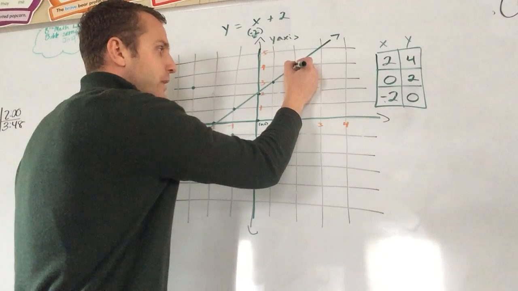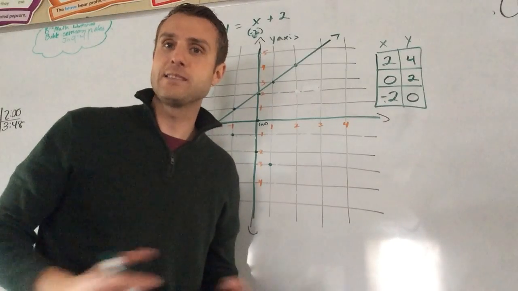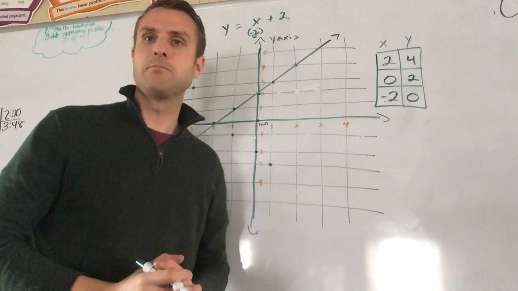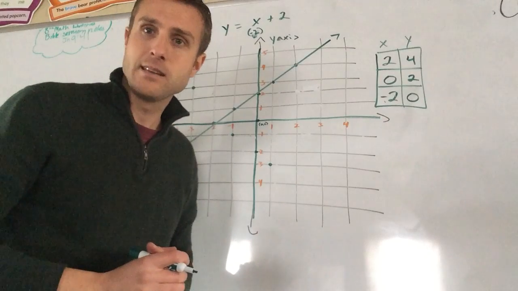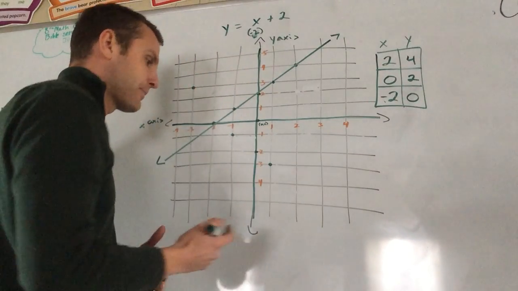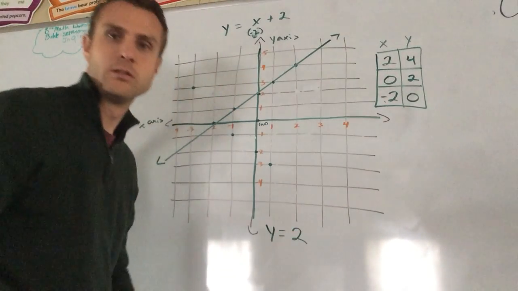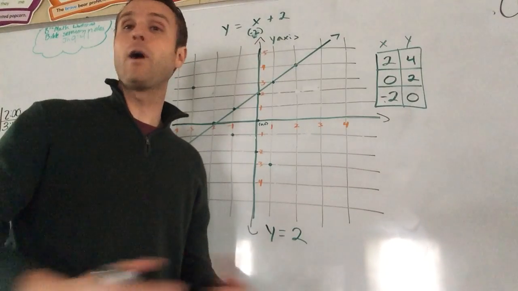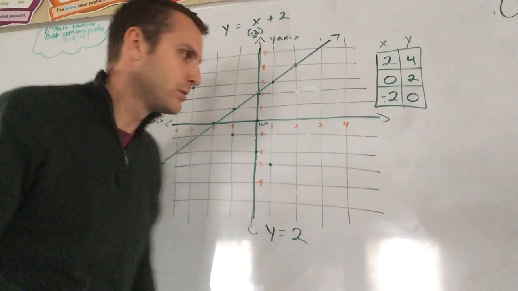Well, you notice when I try to connect those dots, it's not going to make a straight line. I know it is incorrect if it does not make a straight line. It must make a straight line. What happens if I just have one letter? Let's say, for example, I have y equals 2. If I have y equals 2, what that means is no matter what x is, y will always be 2.